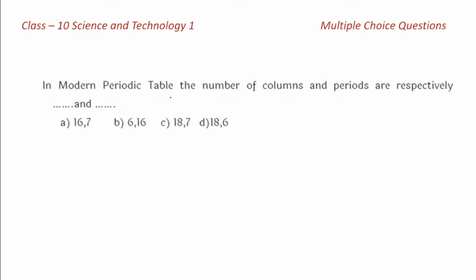In modern periodic table, the number of columns and periods are respectively dot dot and dot dot. These are the options: 16 and 7, 6 and 16, 18 and 7, and option D is 18 and 6. The correct answer is option C, 18 and 7. So in modern periodic table, there are 18 columns and 7 periods.